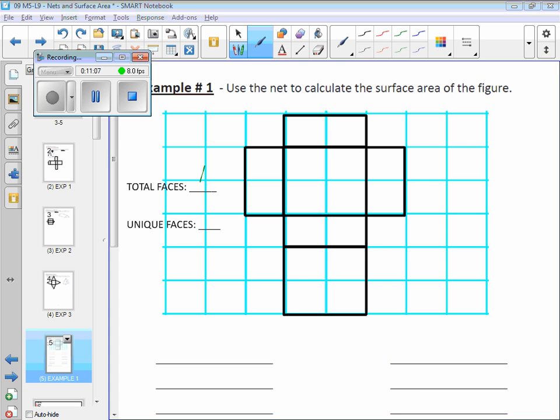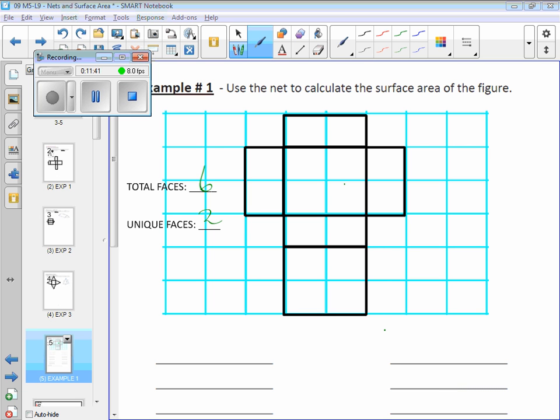Taylor? Nothing there yet. Taylor, how many unique faces? Does everybody see why there's only two unique faces? Okay, watch. This face right here measures 2 boxes by 2 boxes. So does this one. Okay? So this and this count as like one unique shape.